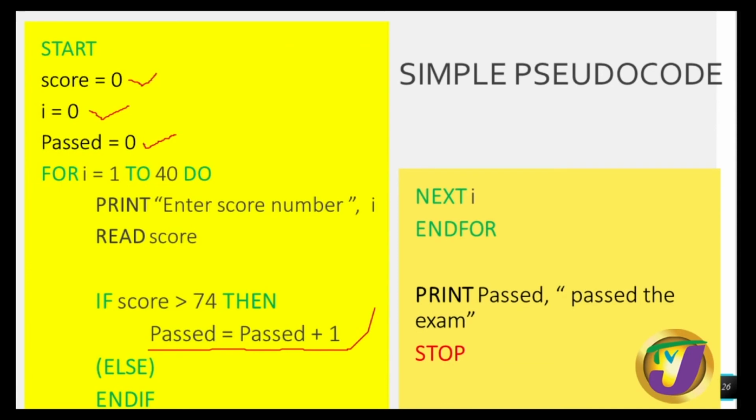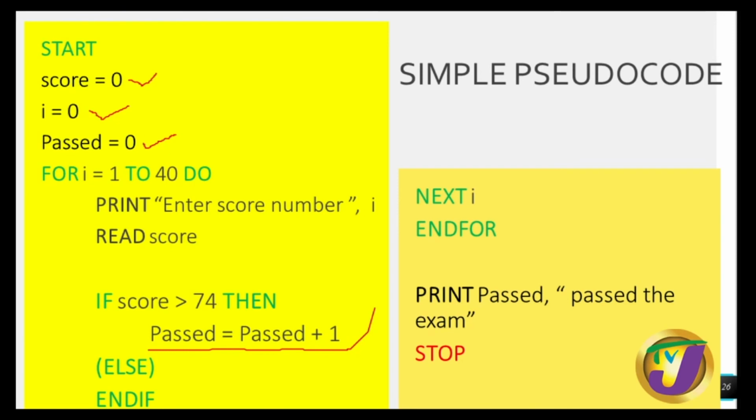If we do a second student or a second score and that person has passed, the statement will now go to say passed, whatever passed is equal to what passed was, which is 1, plus 1, and that gives us 2.